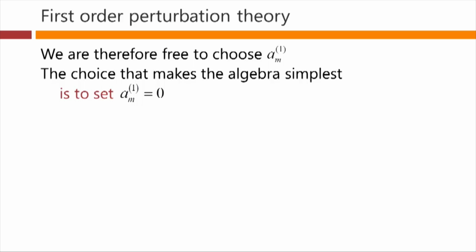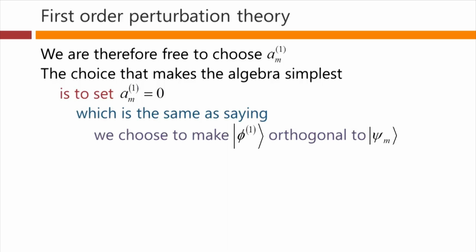We would end up having to rescale all our algebras as a result, so it's simpler just to choose this equal to 0. We could construct theories with it not equal to 0, but there would be no benefit to it, and there's no need for us to choose it to be anything other than 0. So that's the same as saying that we choose to make the perturbation to the wave function orthogonal to the original unperturbed wave function. That's what we're choosing.